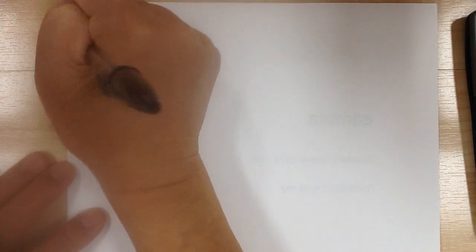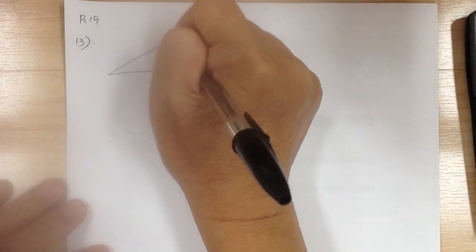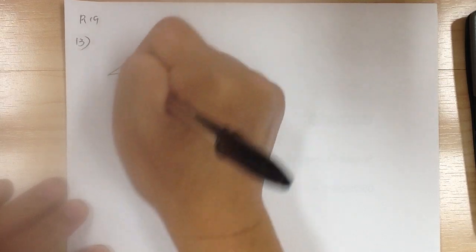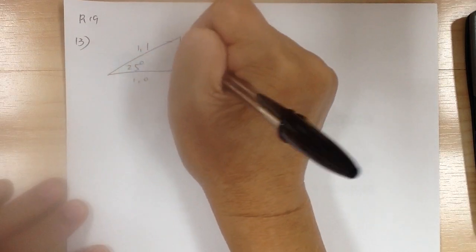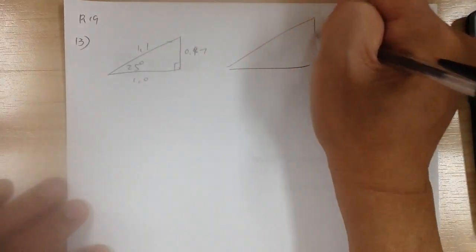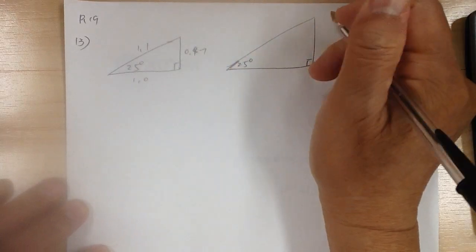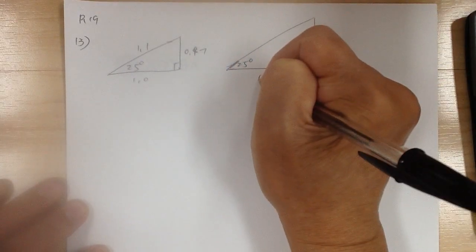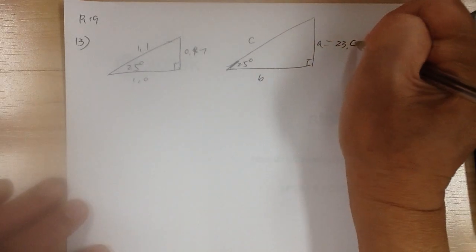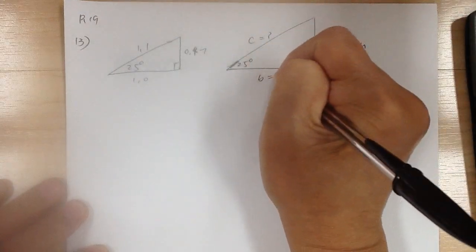Okay, number 13. It's the same thing. You got 2 triangles. You got 1.1, 1.0, 0.47. And you have another triangle here, and you got the A, B, and C. A equals 23.4 meters, and you're looking for B and C.